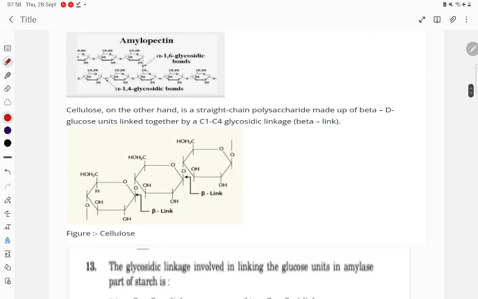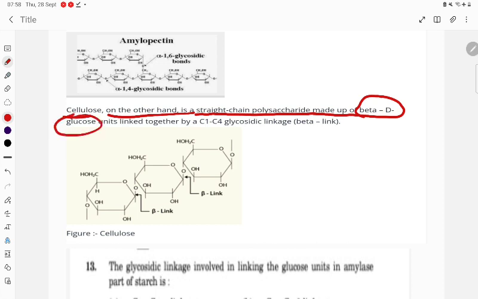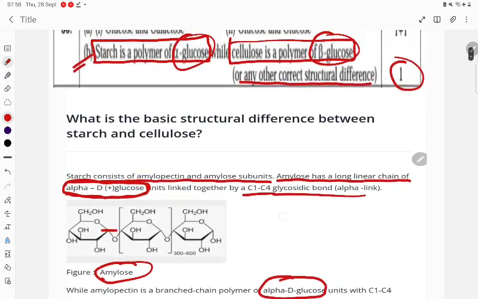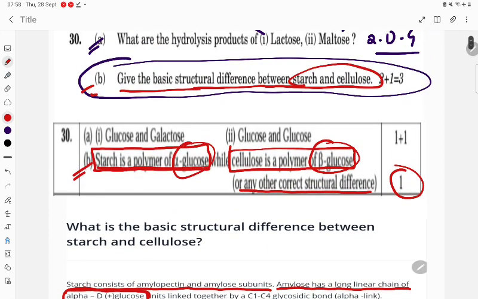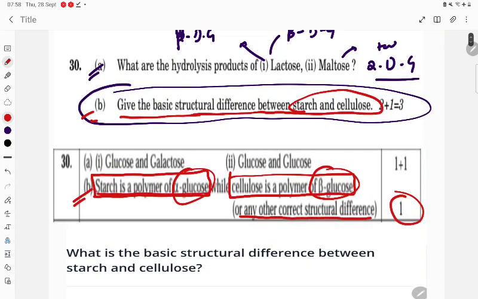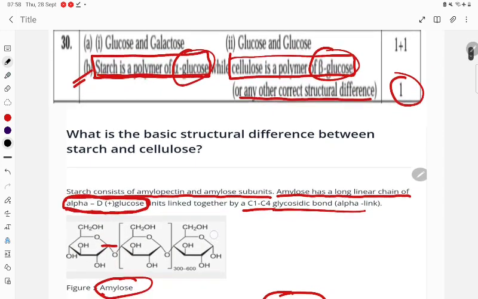Now come to the next one, cellulose. On the other hand, it is a straight chain polysaccharide made up of beta D glucose. So starch is alpha D glucose and cellulose is beta D glucose, linked together by C1 C4 glycosidic bonds. So what CBSE expects as the answer is that starch is a polymer of alpha D glucose and cellulose is a polymer of beta D glucose. This is what the question asks: give the basic structural difference between starch and cellulose.